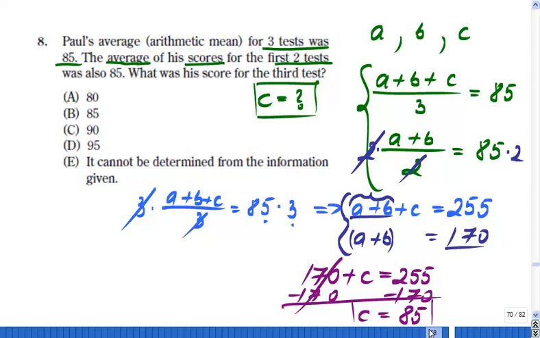Now, this could have been obvious for some of you at the beginning of the problem just by reading it, right? If you are still unsure, if you are still confused about it, this is the way to solve it, and this is why the answer to this problem is going to be B. Okay, and you can check. 85 plus A plus B, is that going to give you an average of 85? I think so.